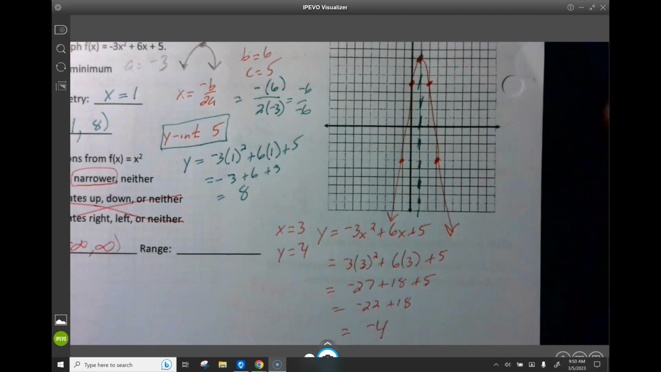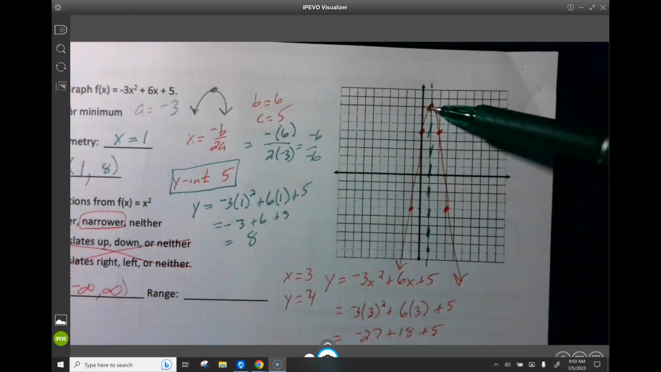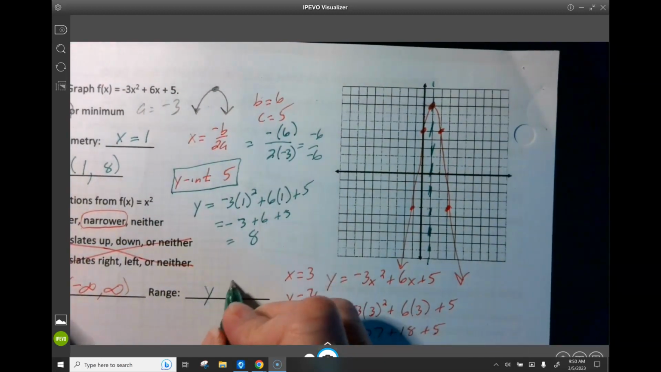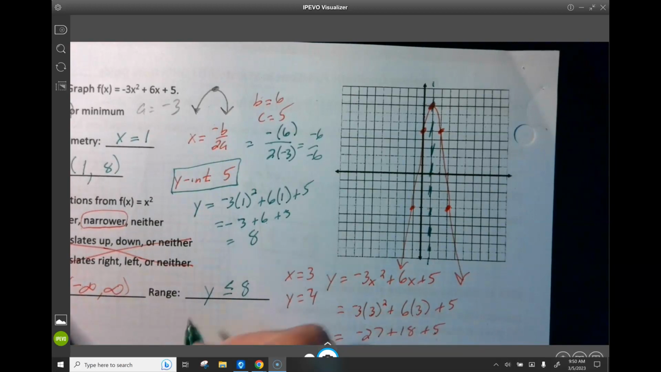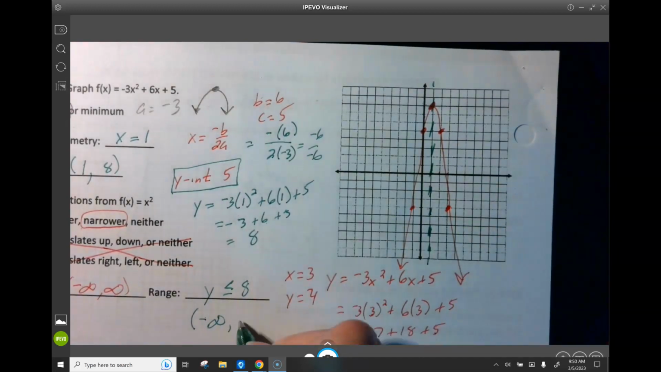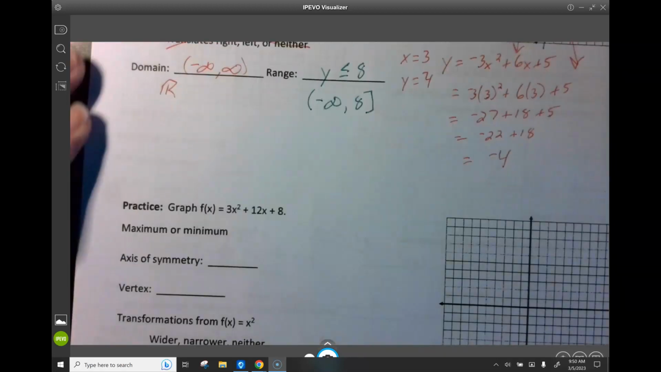Range, what are my y values? Well, I can't go above 8. That's my highest point because it's a maximum. So my range is y is less than or equal to 8. Therefore, in interval notation, it goes from -infinity, because it's way down here, to 8, but 8 is included, so it's a square bracket.